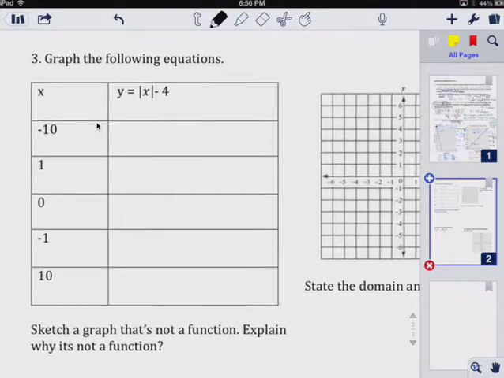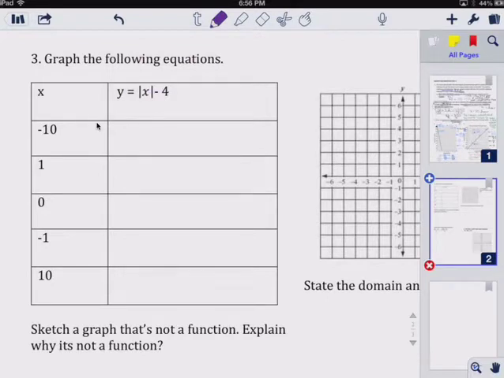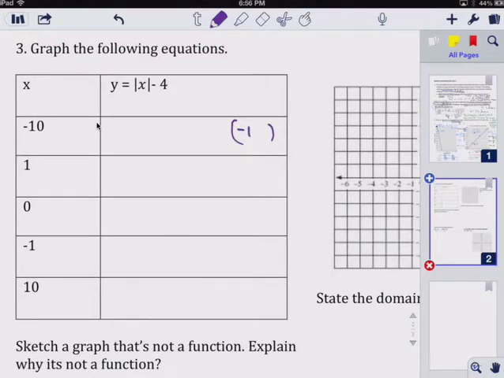Graph the following. Okay, that wasted about 3 minutes of long work. That's so sad. Anyways, here I'm going to try to find my ordered pair, -10, and let's find y. If x is -10, the absolute value of -10 is 10, minus 4, so y is 6. Okay? Absolute value of 1 minus 4, I'm substituting in here.